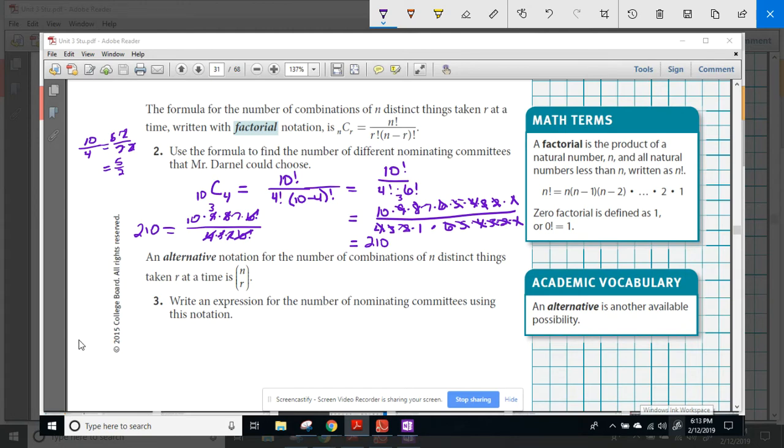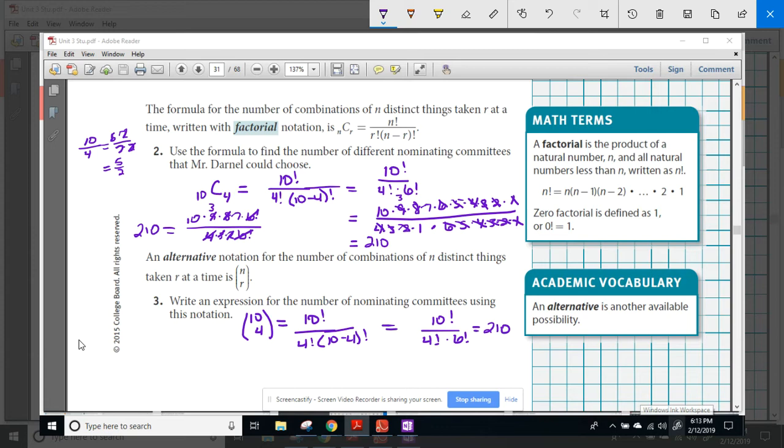This part down here, N over R, that's the same thing. That would just be 10 over 4. Nothing about that problem is different. That becomes 10 factorial over 4 factorial times 10 minus 4 factorial. Also notice, I didn't say it, but with 4 factorial times 6 factorial, you cannot multiply 4 times 6 and make that become 24 factorial. That's not the same thing, so be sure you don't do that. Okay, so that would still come out to be 210. It's the same exact problem. It's just an alternative, a different notation.